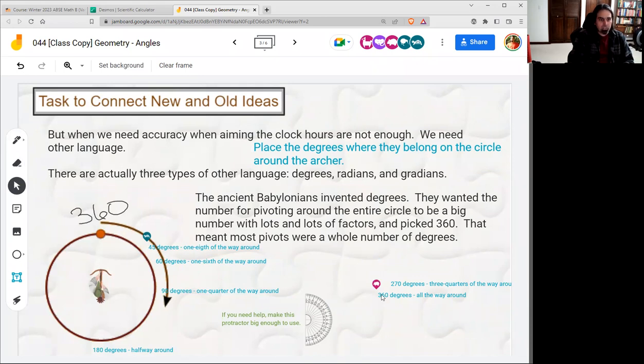So 360 is all the way around. Someone got that. And then 3/4 of the way around. So 90, 180, 270. What is 3 times 90? That's our last one.